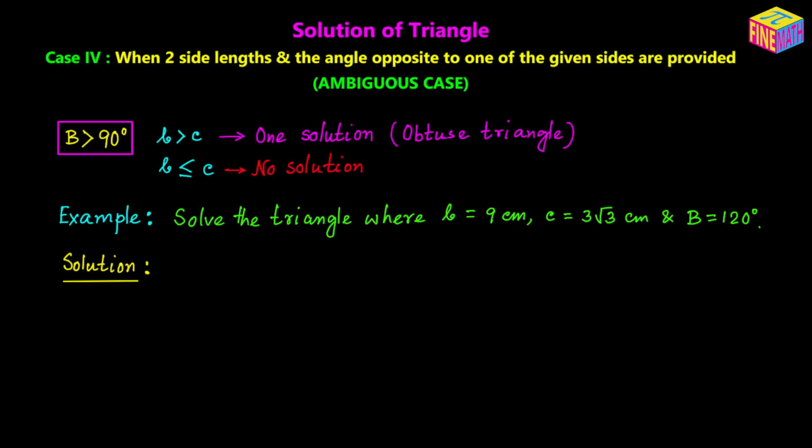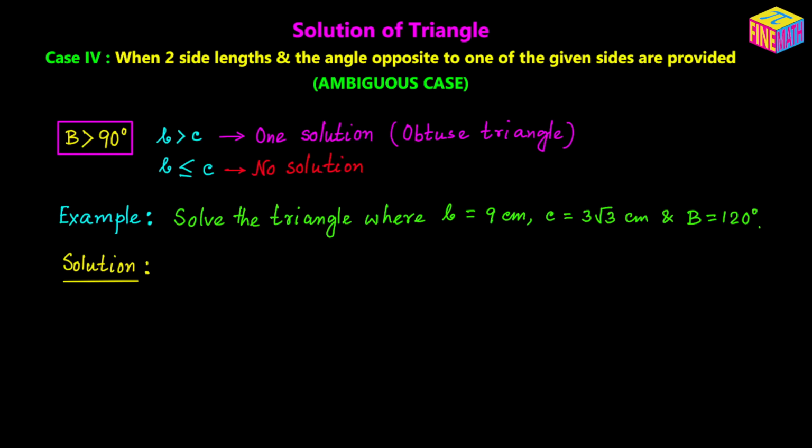Now in this example, as you can see, I have provided that b is equal to 9 cm, c is equal to 3 times square root of 3 cm, and the angle B is 120 degrees, which is of course an obtuse angle. Here, side length b, which is 9 cm, is clearly greater than side length c, which is 3 times square root of 3 cm. So in this case we have a solution, and that solution will be an obtuse triangle. Now we have to find out the three other attributes, right? The side length a, the angle A, and angle C.